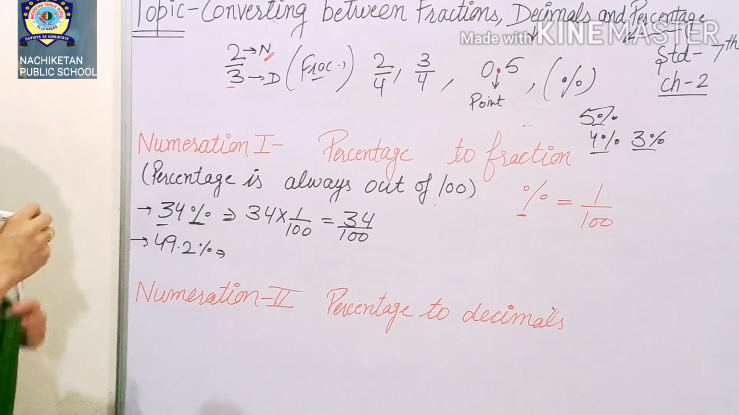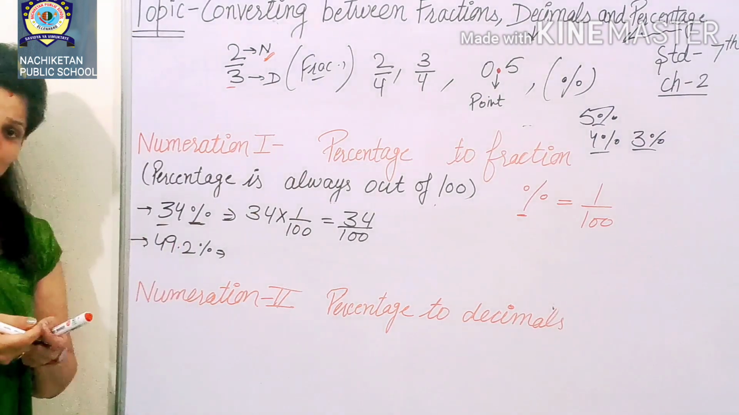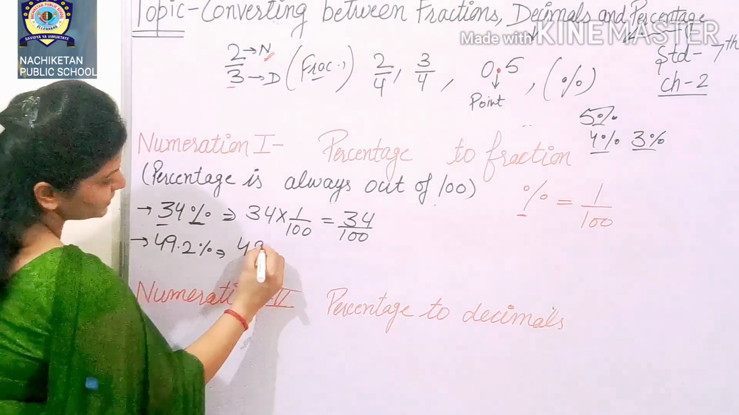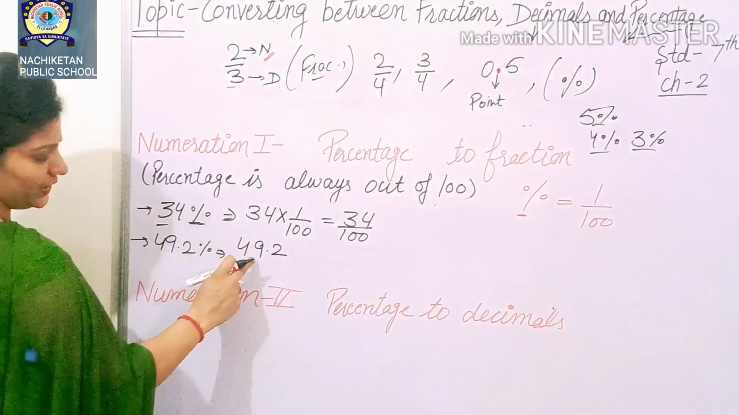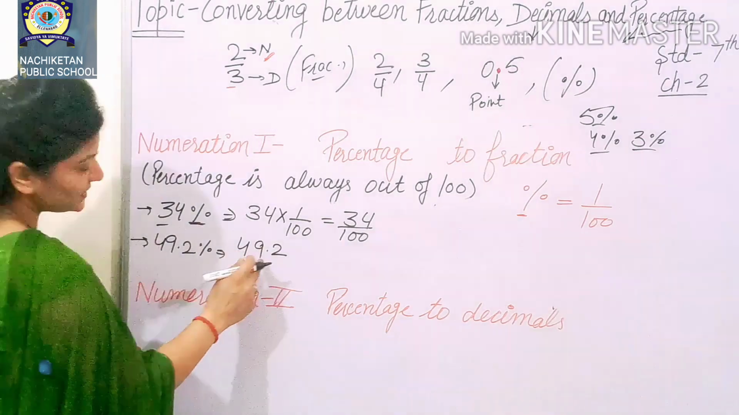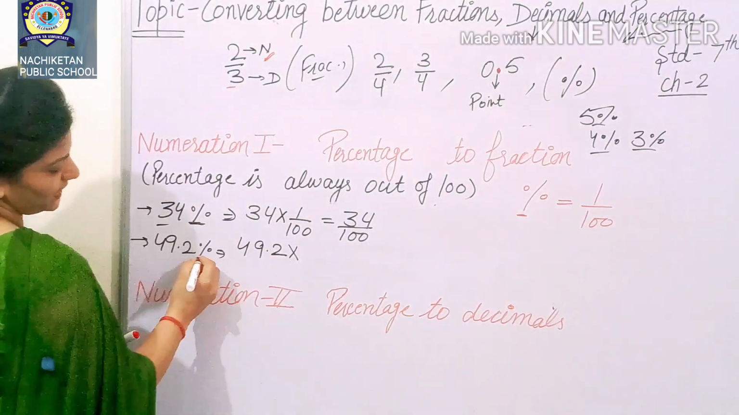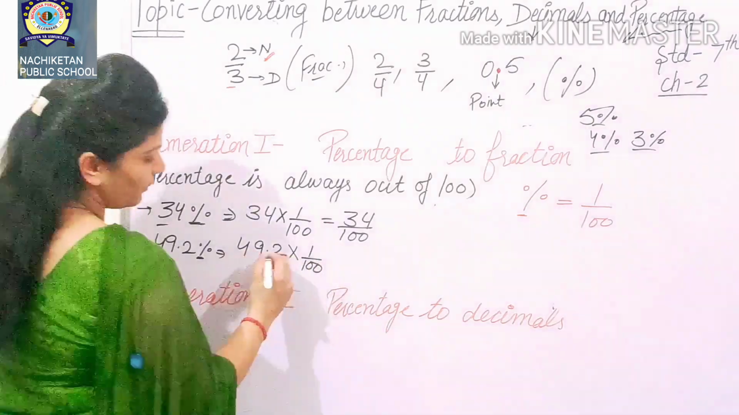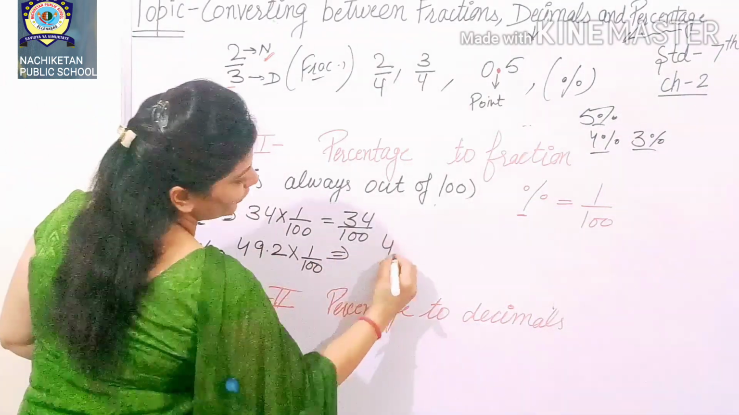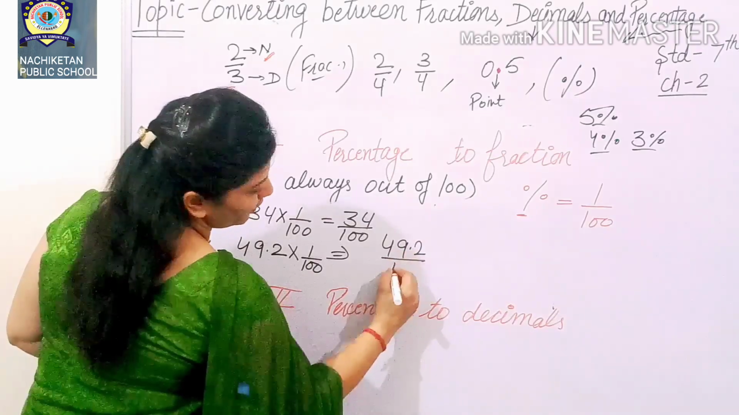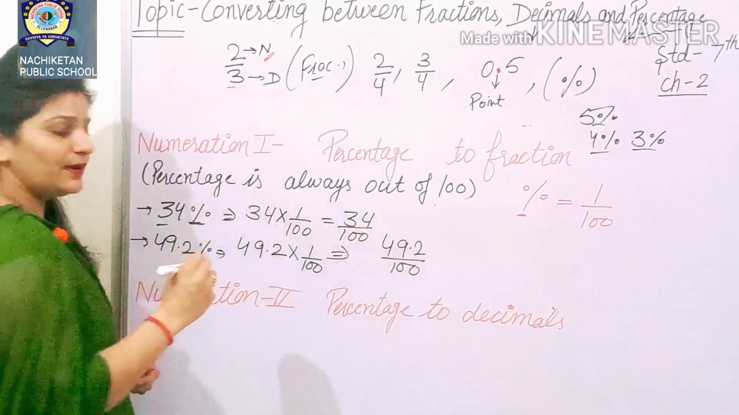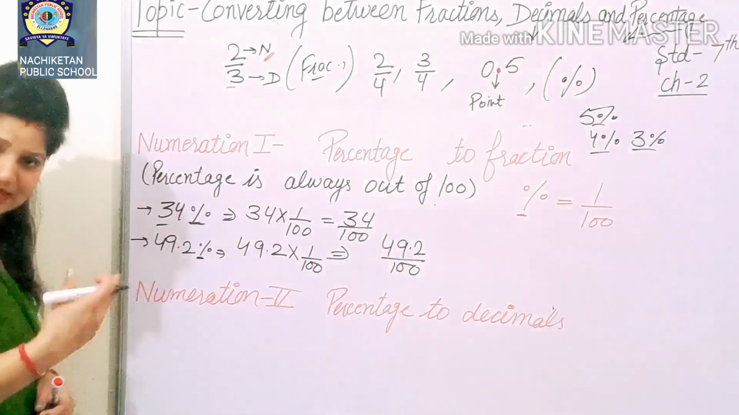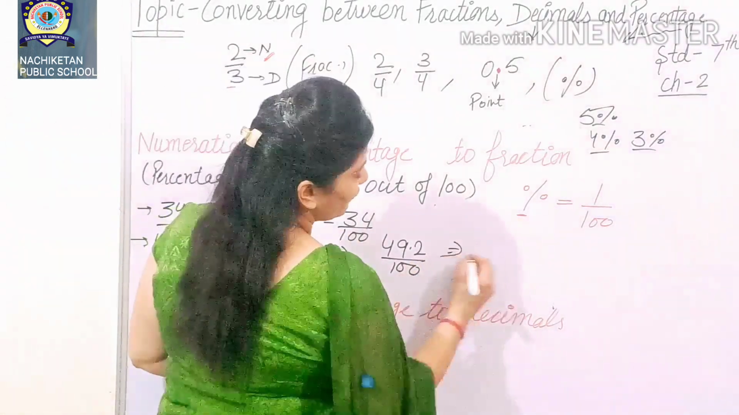Now, the second example, 49.2%. How will we do it? This also we have to change into a fraction. Same procedure you have to follow. 49.2 as it is, multiplied by the percentage changed into 1 upon 100. Clear? Now the next step is 49.2 upon 100. Clear? But here is given a point. You can say that it is a decimal. Then what will we do?